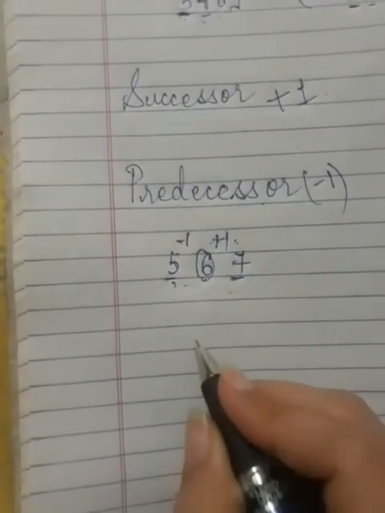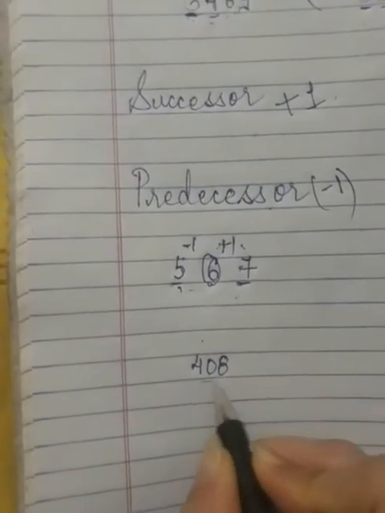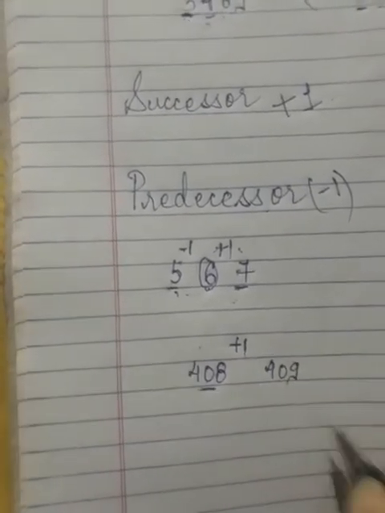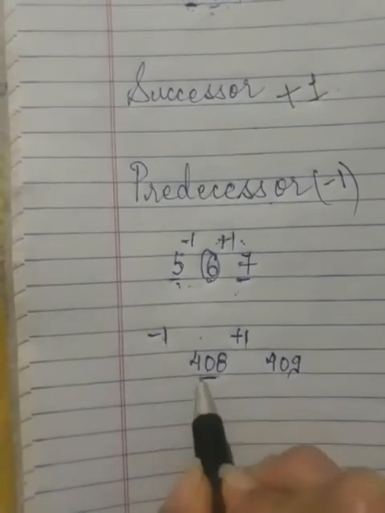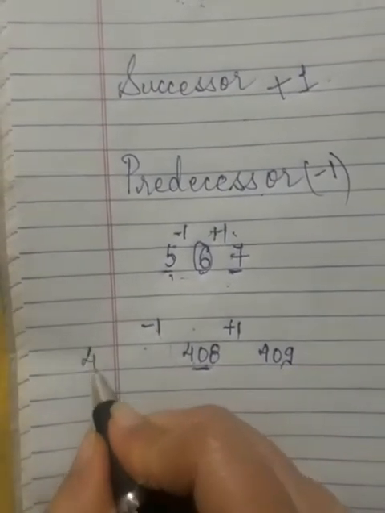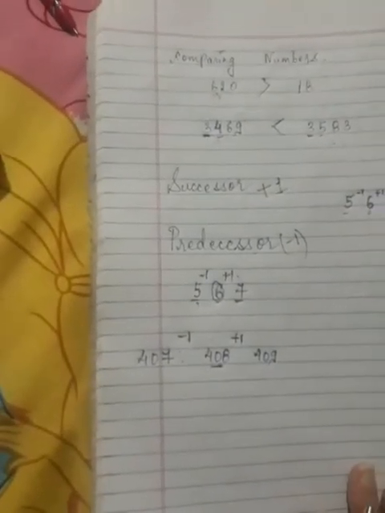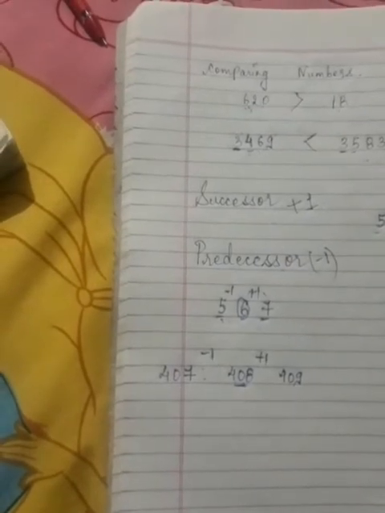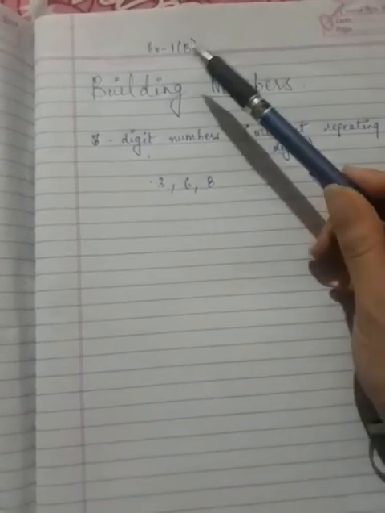Let us take another example, 408. So you have to find out the successor of this number. So you will simply add 1, we'll get 409. That is the successor of this given number. And if you want to find out the predecessor, you'll subtract 1 from the given number. So you'll get 407. So this covers all the questions from exercise 1A. And this exercise is very easy and doable, as it is merely a revision of the topics you have studied in your previous classes. Now we'll start with the next exercise 1B.